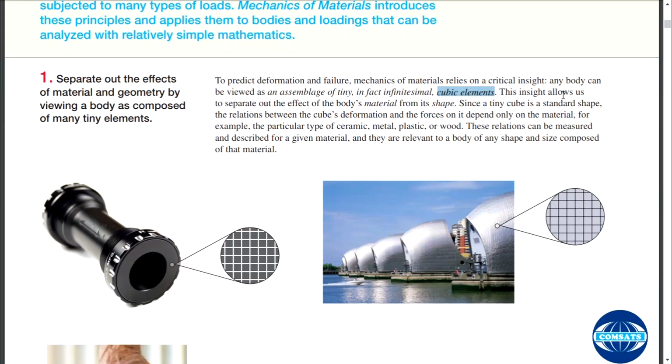Okay, this insight allows us to separate out the effect of the body's material from its shape. So we are interested in materials, not in shape. What this provides is an added benefit, value added services. Just consider it the value added services that you have bought, and we want to separate the shape from the material. So we are interested in material, so we will separate out material by considering infinitesimal elements.